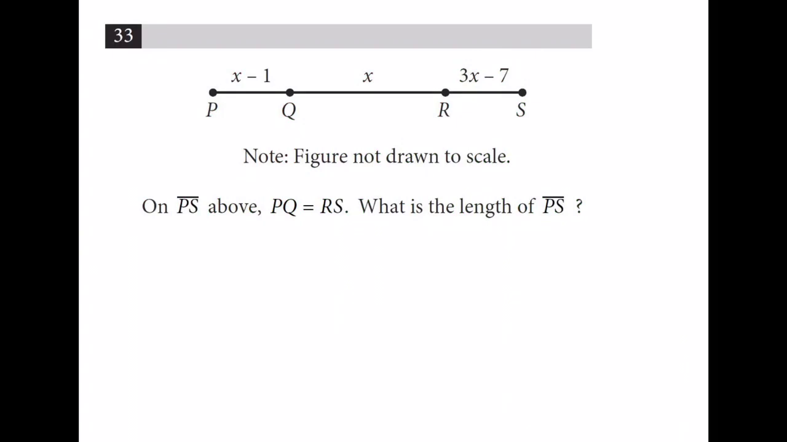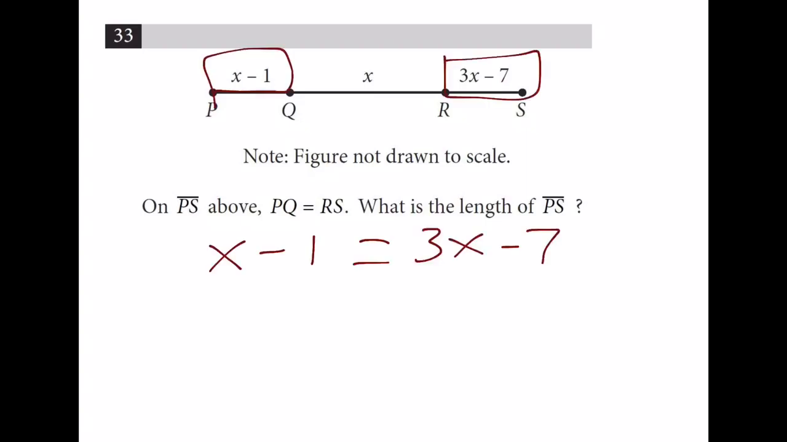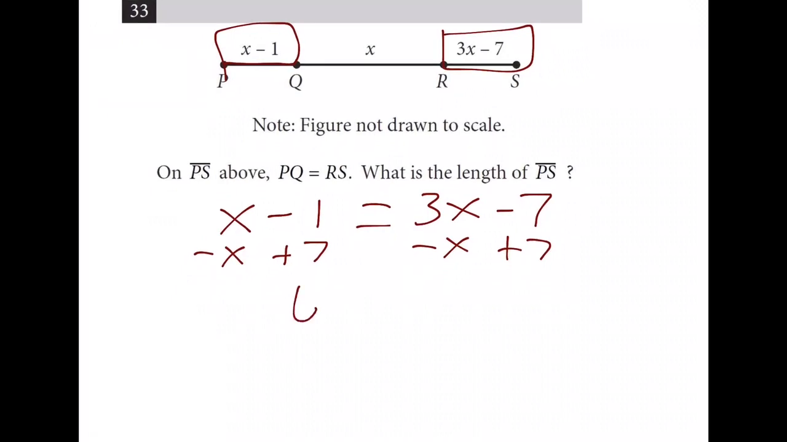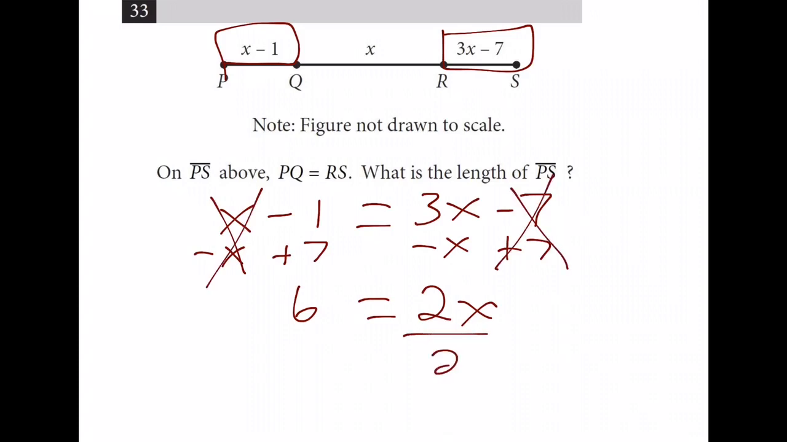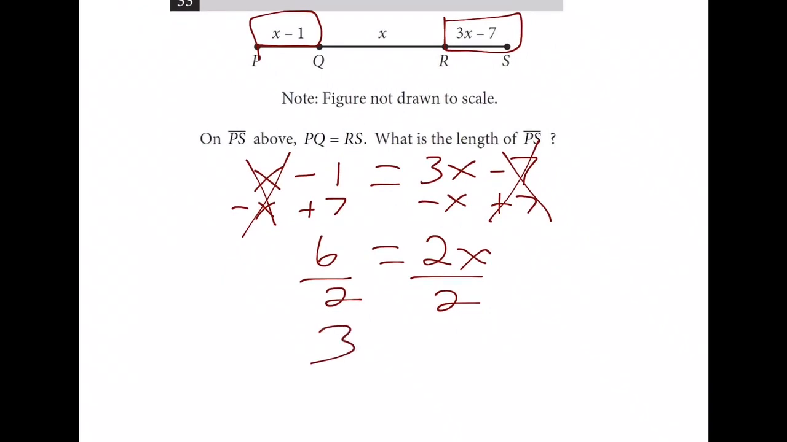33. On line PS above, PQ is equal to RS. What is the length of PS? So if PQ and RS are equal to each other, I can set them equal in an equation. And from here, I will add 7 to both sides and subtract x from both sides. And this gives me 6 is equal to 2x. Notice the x's are canceled out here, the 7's are canceled out there. When I divide both sides by 2, 3 is equal to x. And this tells me that x is 3 here.